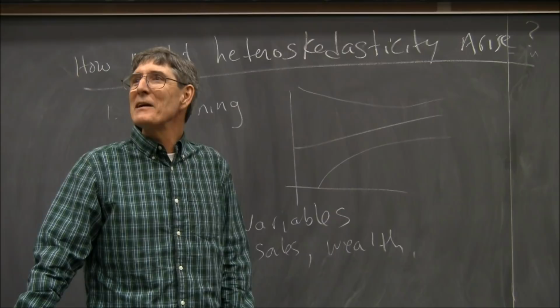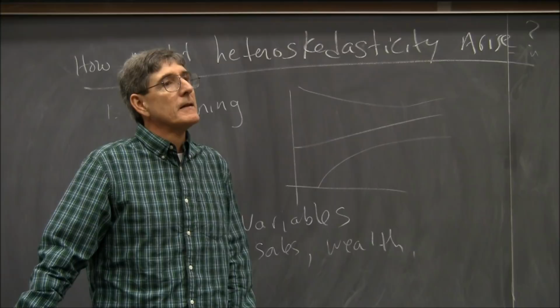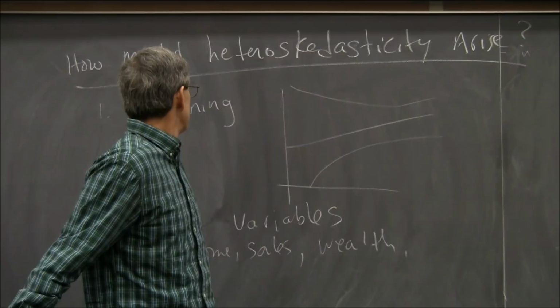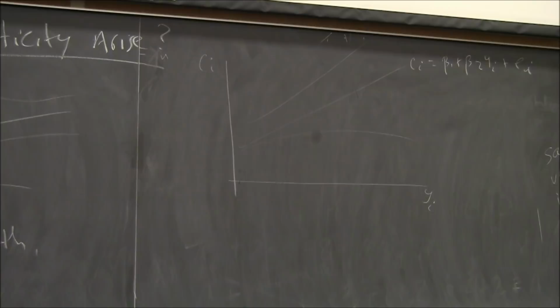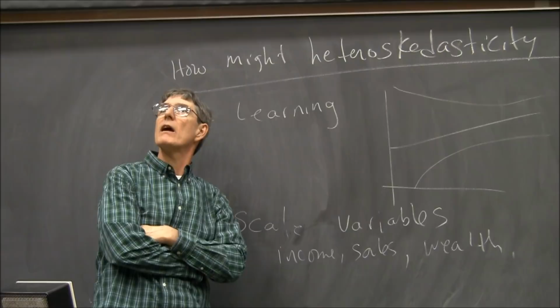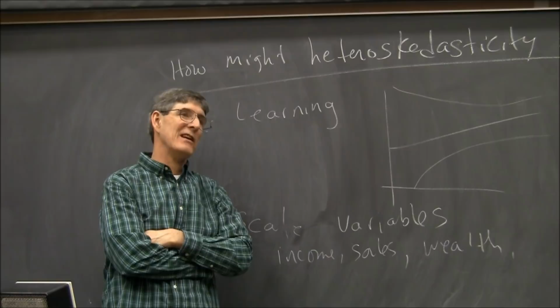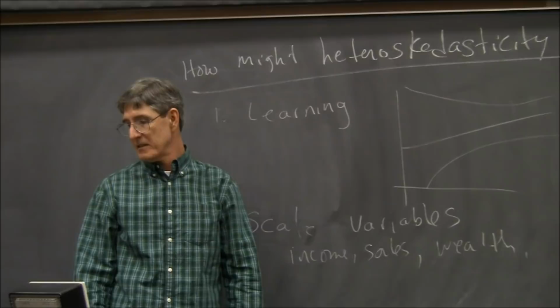So will learning always lead to a decreased variance, and scale variables always lead to increased variance? Learning most often does this, and scale variables most often do this. Yes. Unless, I'm trying to think if there's any examples where things getting bigger give you a lower variance. If we thought long enough and hard enough, we could probably get a counter example. But in the general case, scale variables cause the cone to open up rather than close.